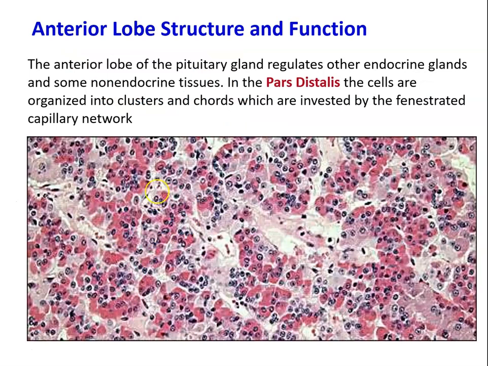So let's look at the structure of the anterior lobe and the function of the cells that are there. Essentially, the anterior lobe of the pituitary regulates other endocrine glands and some non-endocrine tissues as well. In the pars distalis, the cells are organized into clusters and cords, which are invested by the fenestrated capillary network surrounding them.